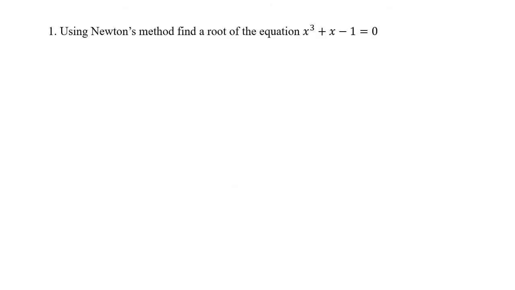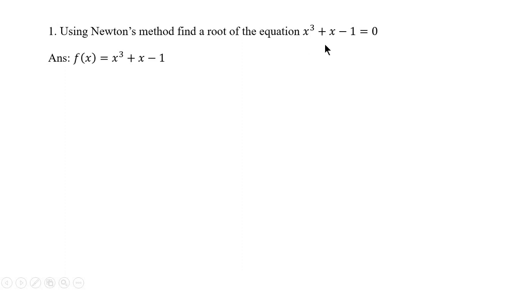Problem 1. Using Newton's method, find a root of the equation x^3 + x - 1 = 0. You can use a calculator to obtain the roots of this equation, but here we use Newton's method to obtain the root. Since it is a cubic equation, we get 3 different roots, but in this method we will get only one root of the equation.